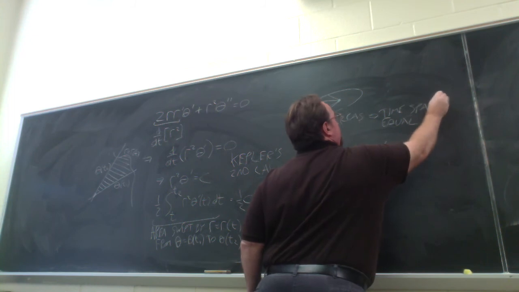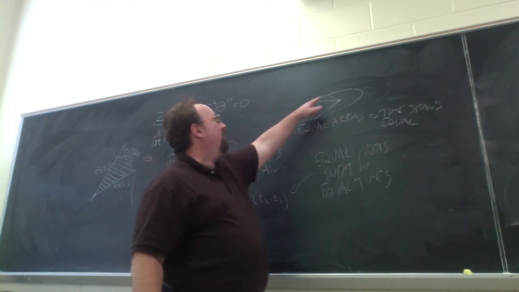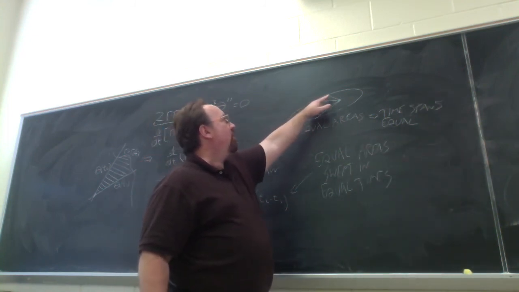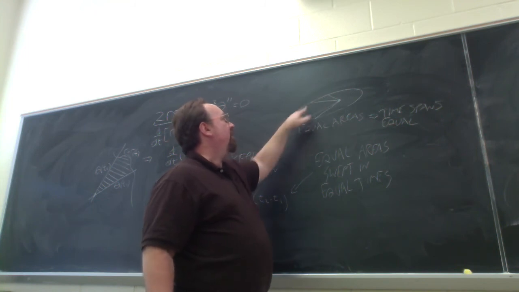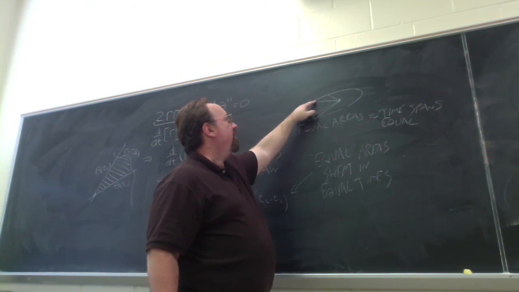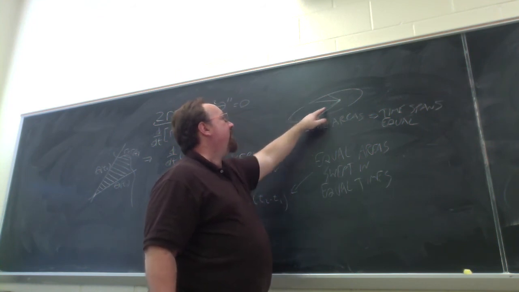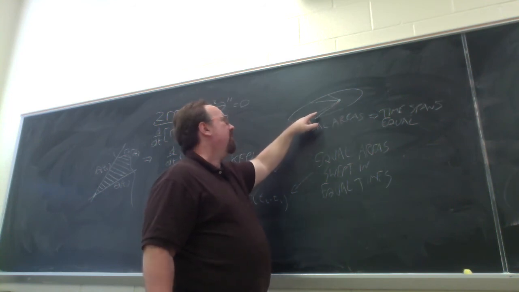The time spans are equal. You might think that the distance along this orbit here is longer than this, so it will take longer to sweep out this distance than this distance. Except the area is larger, because the distance away from this body, like the sun in this case, is larger.